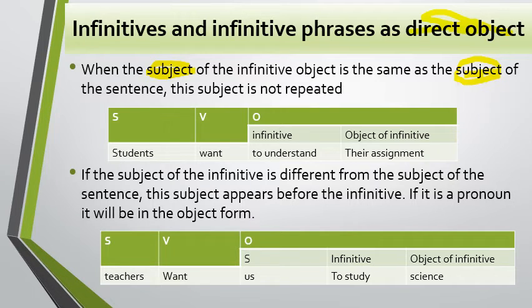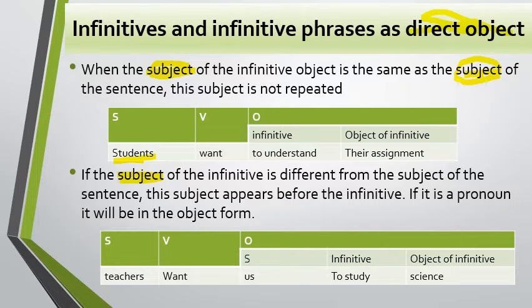Does this infinitive phrase have a subject? No, it doesn't. Why? Because the subject of this infinitive is the same as the subject, students. That is, students refer to themselves when they say that they are studying their assignment. We'll see the difference if we tackle a different sentence. If the subject of the infinitive is different from the subject of the sentence, this subject will appear before the infinitive.